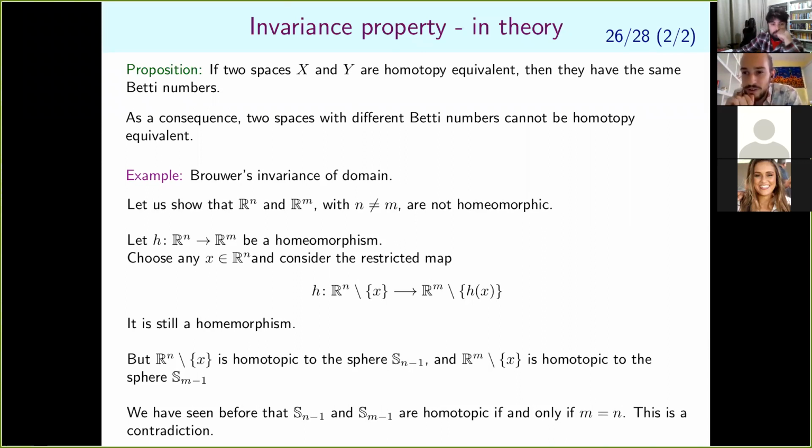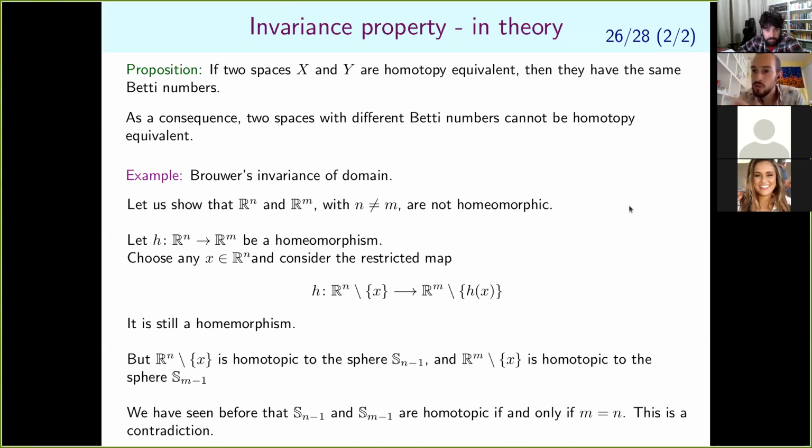I propose an application here, again in theory. So this is a very powerful notion, Betti numbers. We can prove a lot of things. Brouwer fixed point theorem, we can prove Borsuk-Ulam theorem. Here I propose Brouwer invariance of domain. The theorem states that R^n and R^m, the Euclidean spaces, cannot be homeomorphic if n is not m.